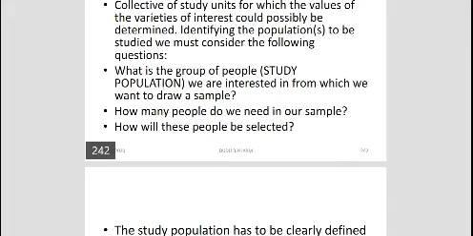You have defined the characteristics of the study, or the study design. Now, how many people do we need in our sample? Or how will these people be selected? And the sample frame is there. How do you select these people from that population, maybe without bias, according to your research design?